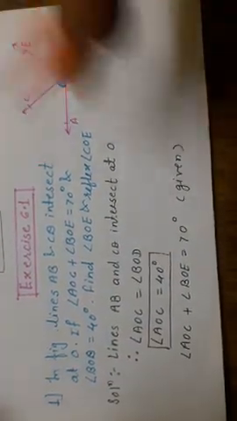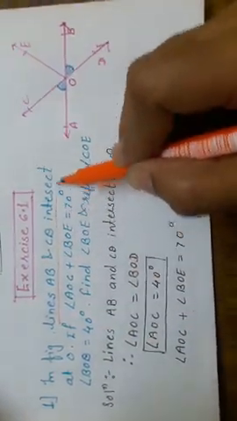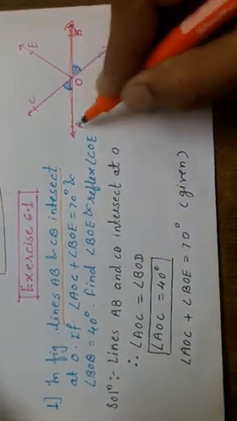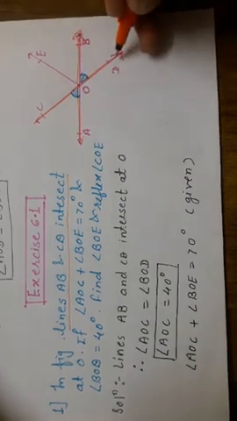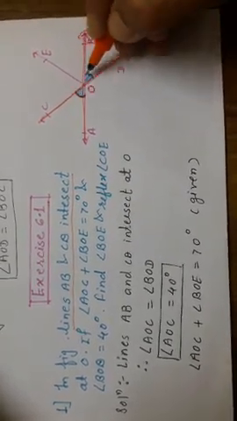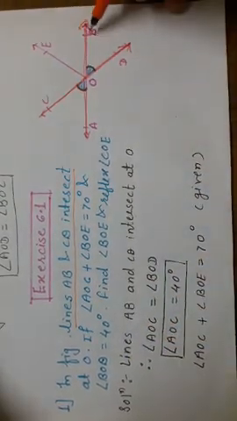Are you finding? Whatever is given, we will write: lines AB and CD intersect at O. This is line AB and this is line CD. Both intersect each other. That's why vertically opposite angles are equal, meaning this angle is equal to this. And what they have given is angle BOD. Are you finding?